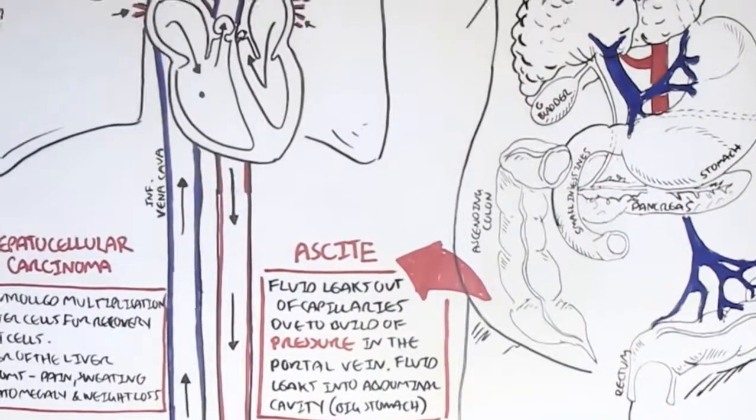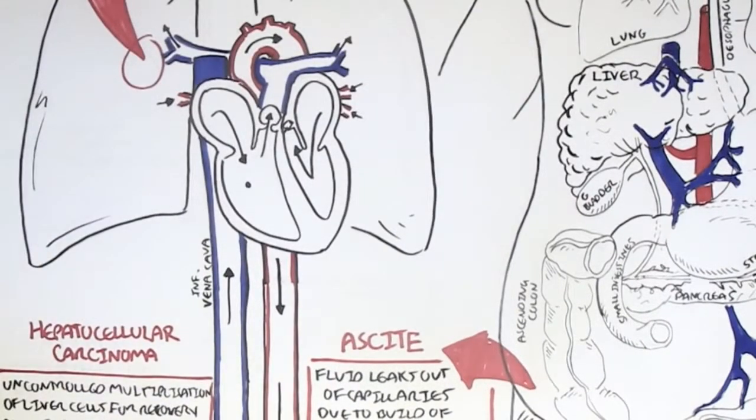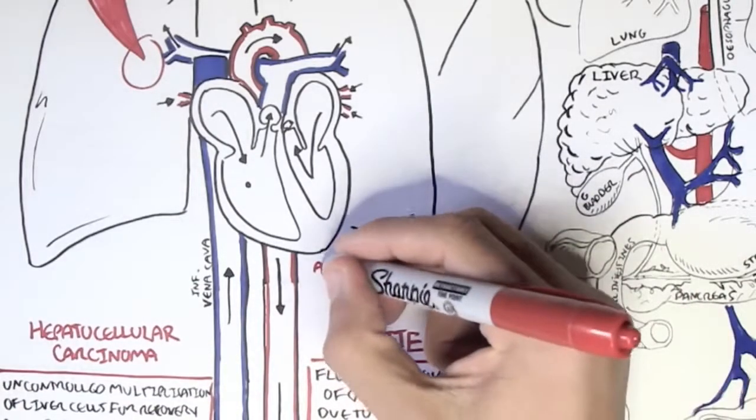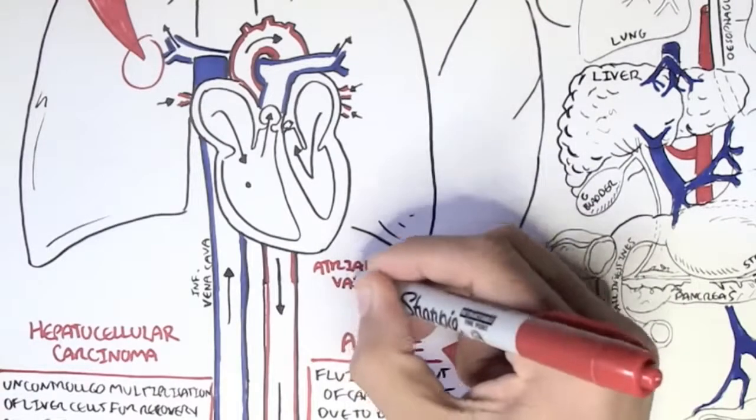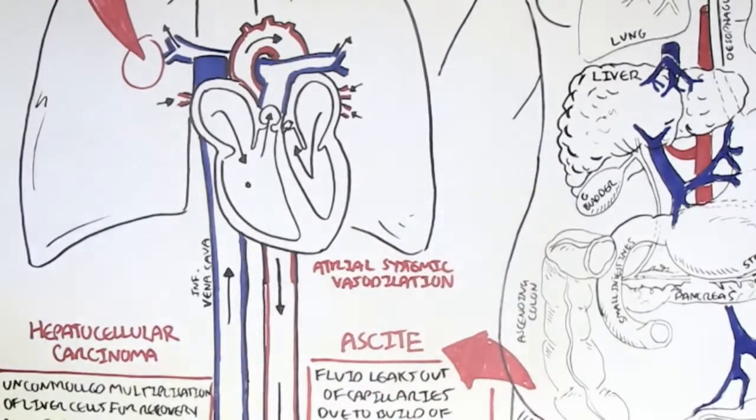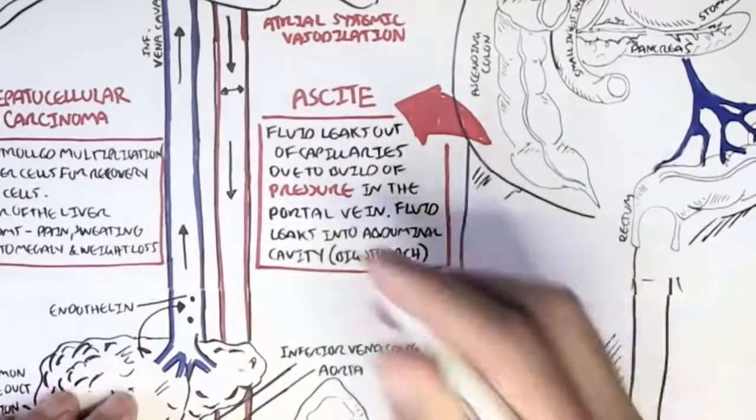So because all the fluid is accumulating in the stomach and the fluid is not returning properly to the heart, the body will think that it does not have enough blood supply, hypovolemia, and so will induce some homeostatic mechanism to cause an increase in fluid volume. There will be arterial vasodilation, not atrial vasodilation as I wrote here. There will be arterial systemic vasodilation to try to increase blood flow to the organs.